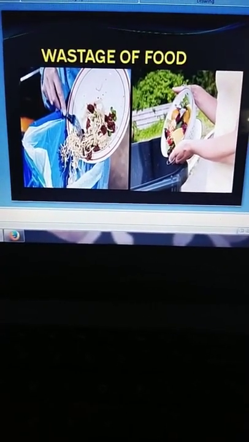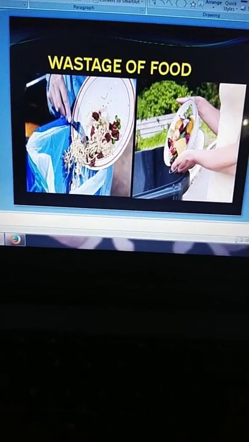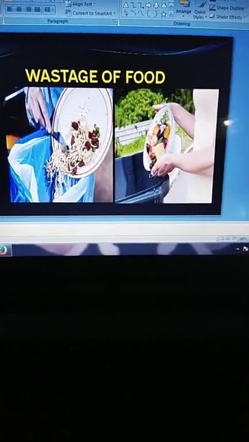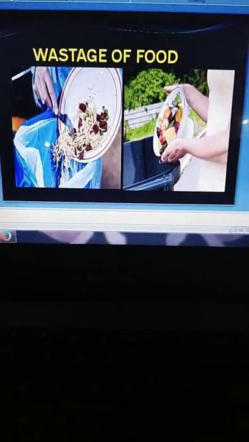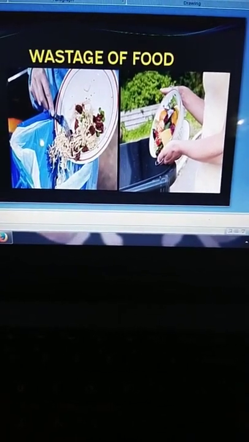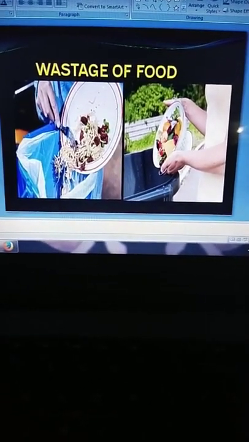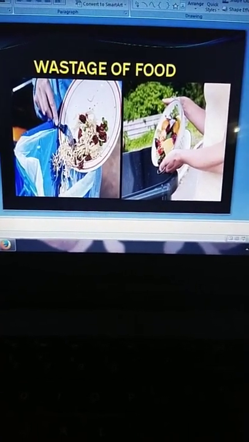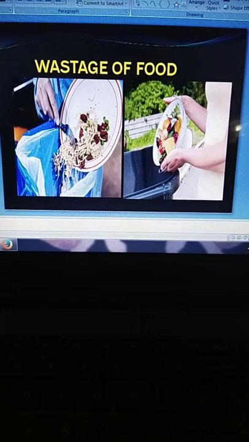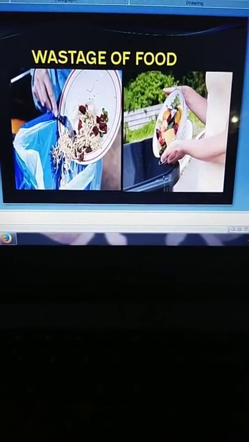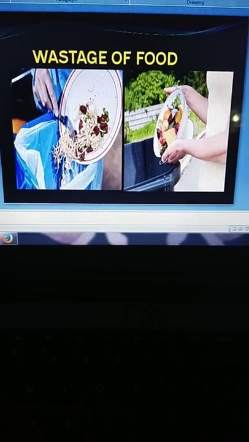Now let us learn about wastage of food. Yes, children, in our day-to-day life, we are involved in the wastage of food. We waste so many food items in our day-to-day life. It is very important to eat the right kind of food in the right quantity to remain healthy. But everyone is not lucky to get even one meal a day.